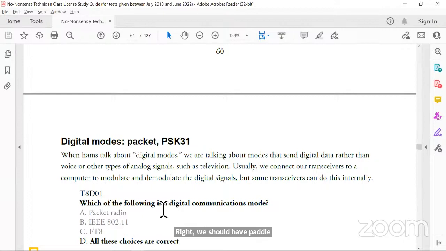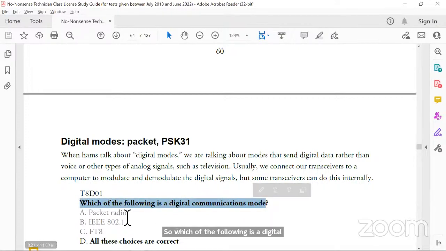So we got into a bit of digital mode. We asked the question about digital modes. What is it? Well, you're connecting a computer. So which of the following is a digital mode? Well, we said packet radio is one, IEEE 802.11, also known as Wi-Fi, is another, and FT8, which we'll come to in the subsequent session. So all of these choices are correct. All three are in fact digital communications modes.